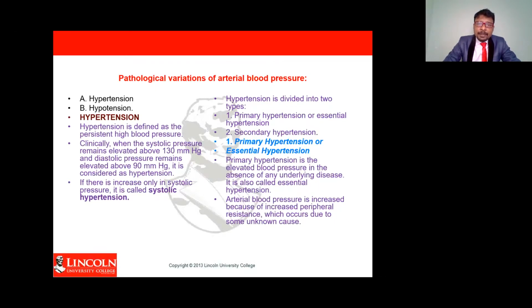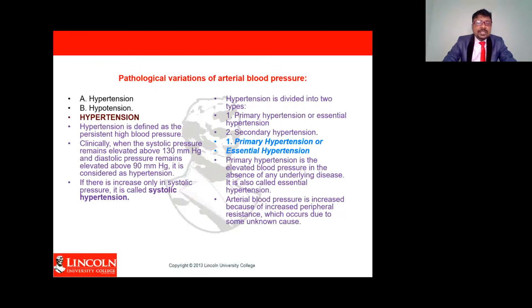Coming to hypertension, first we have to see what it is. Hypertension is defined as persistently high blood pressure. It is around more than 130 or 140 systolic, and diastolic pressure above 90 is called hypertension. Hyper means the blood pressure is increased.